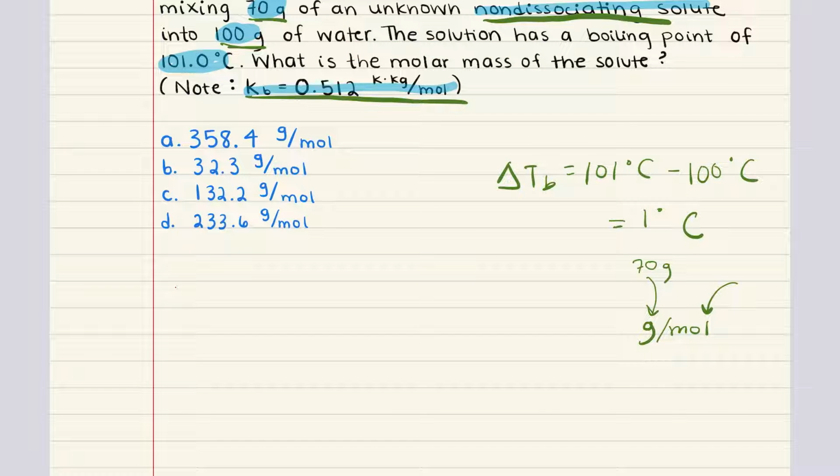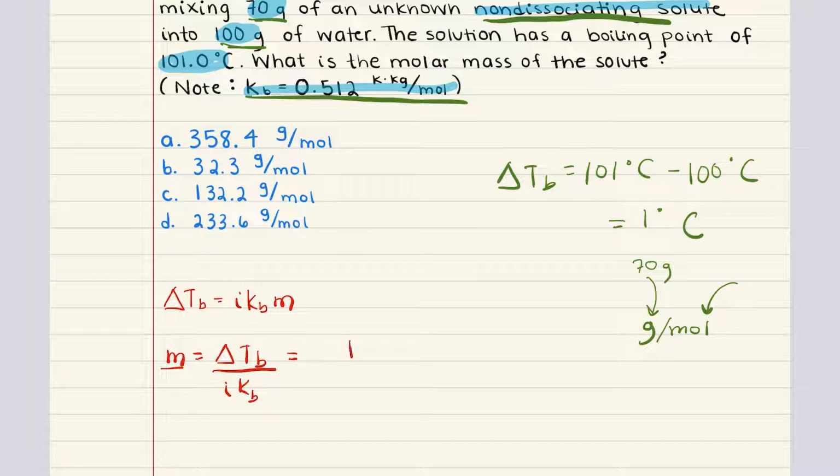The first thing that we're going to do is use our boiling point elevation expression. All right, delta Tb is equal to i Kb m, where i is our Van't Hoff factor, Kb is our proportionality constant, and m is molality. Now we can rearrange this equation to actually solve for molality since we're given all of the other variables. In this case, it's going to be that delta Tb over i Kb is equal to molality. Now we know all of these quantities, so we can go ahead and plug them in.